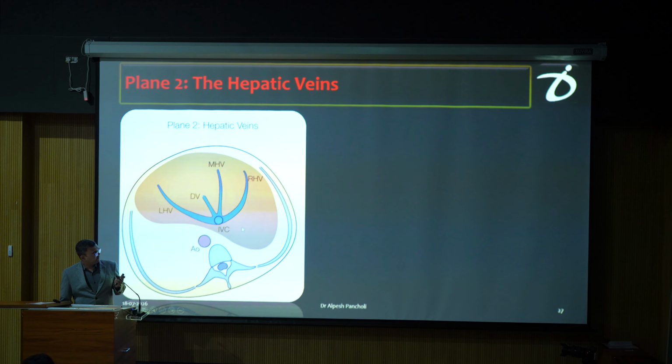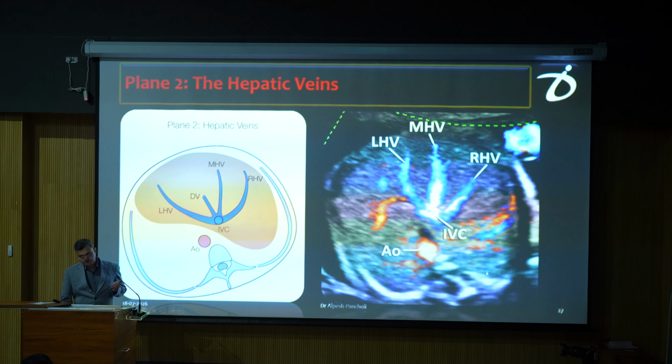Coming to the next plane, that is one plane above, that is the hepatic vein plane, that is the left, middle and the right hepatic veins. So here we can see left, middle and right, and this is the IVC. All three form the subdiaphragmatic vestibule.